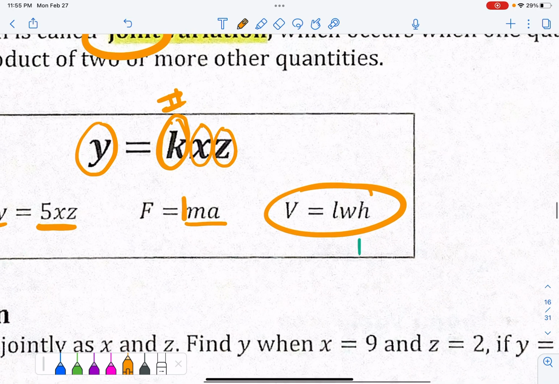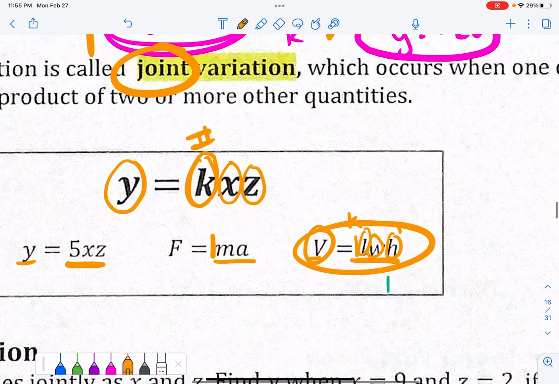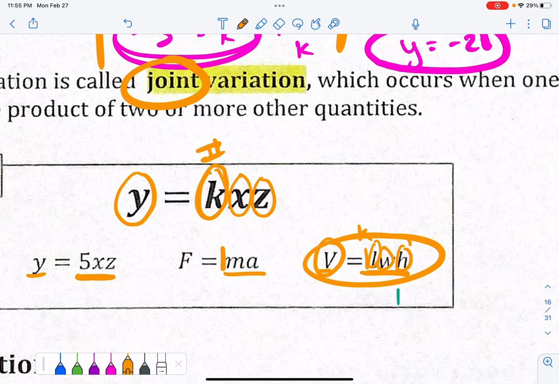Volume equals length, width, height. This is an example where we have actually 4 variables, right? My constant is the number k, but length, width, and height, those 3 things are joining together to make the volume. So we kind of have 4 things there. So joint variation could be a multitude of different variables. It didn't have to be just 3, like here was 4.